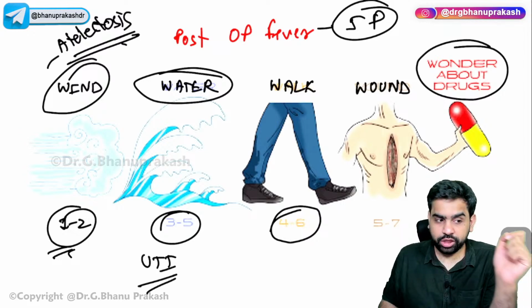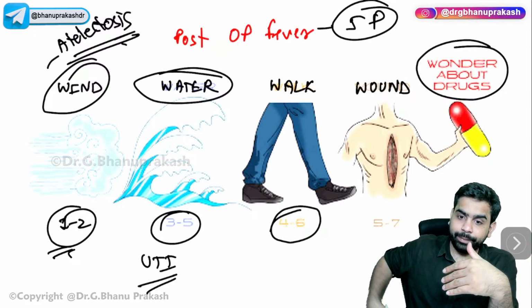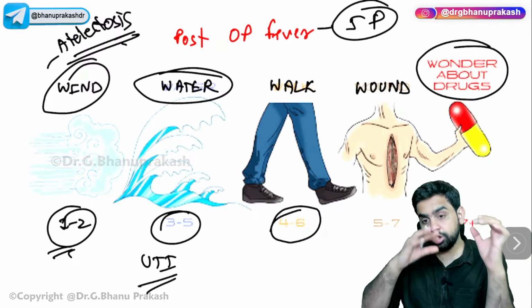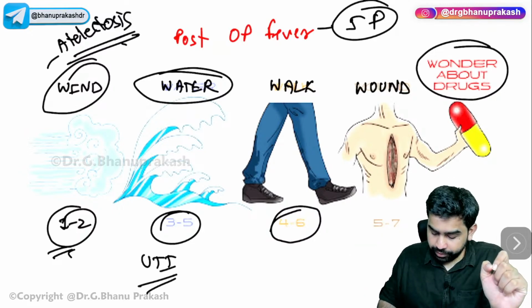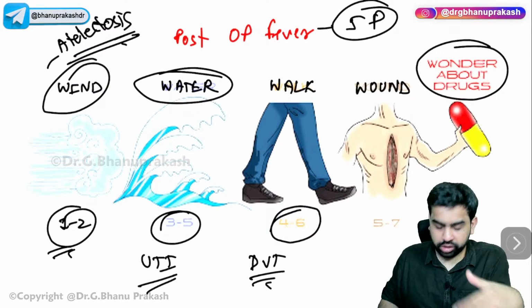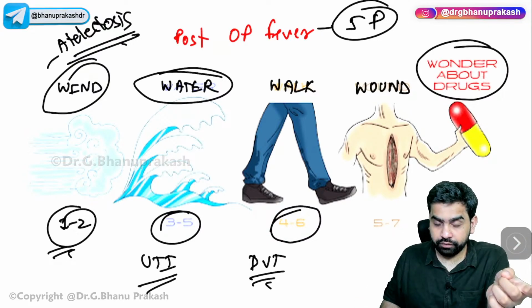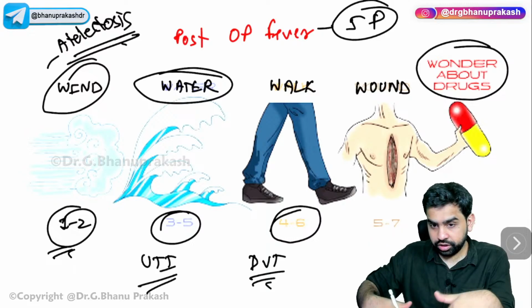But let's say the patient is immobilized, for example the patient has undergone a pelvic fracture surgery, or the patient is intubated and cannot walk. In this scenario, venous stasis can happen and the patients may develop deep venous thrombosis, and this is again one of the causes of post-operative fever.